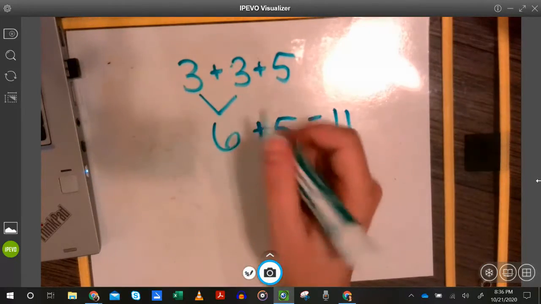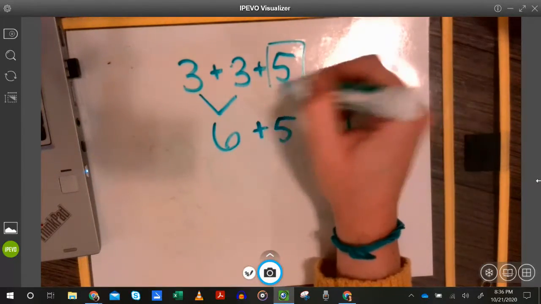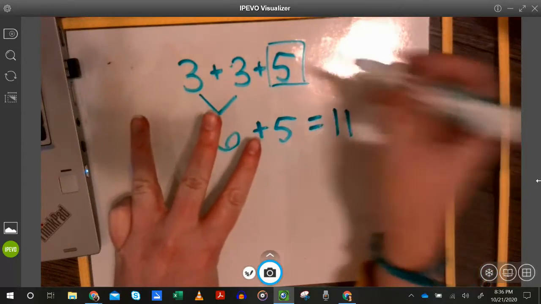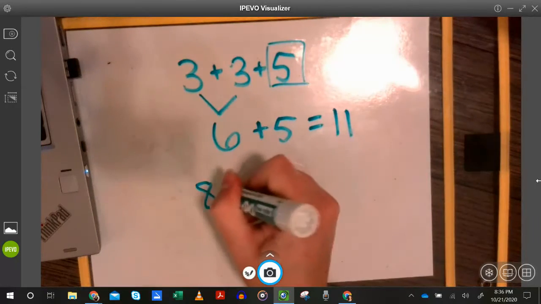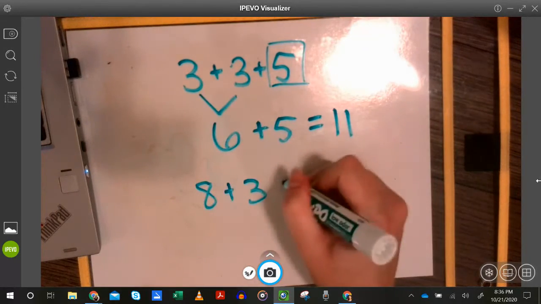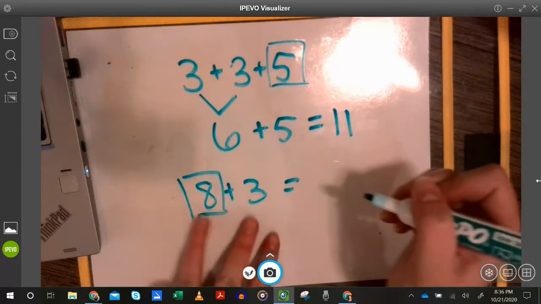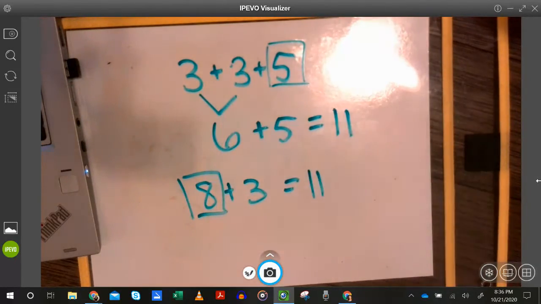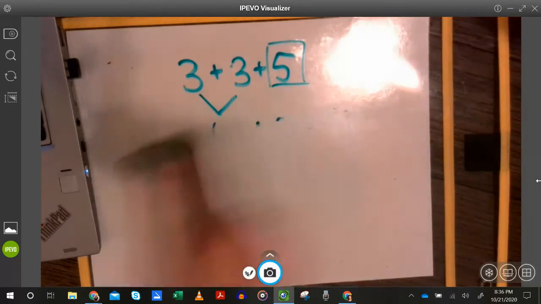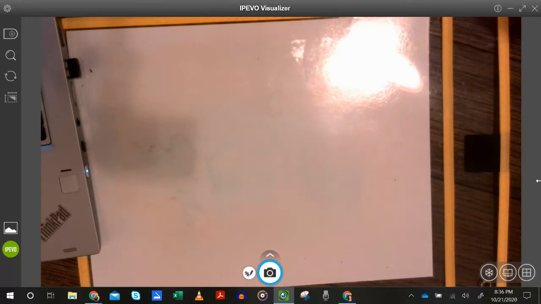If I did 3 and 5 first, I'd be able to count on. I could say 5 in the box, 3 outside, 5 in the box, 3 outside, 5, 6, 7, 8. That would have had me 8 with 3 left over. Could have put 8 in the box, 3 outside, 8 in the box, 3 outside, 8, 9, 10, 11. Okay, so I still got the same sum of 11. Okay, you can add in any order and it does not change the sum. You can switch the addends, it does not change the sum.